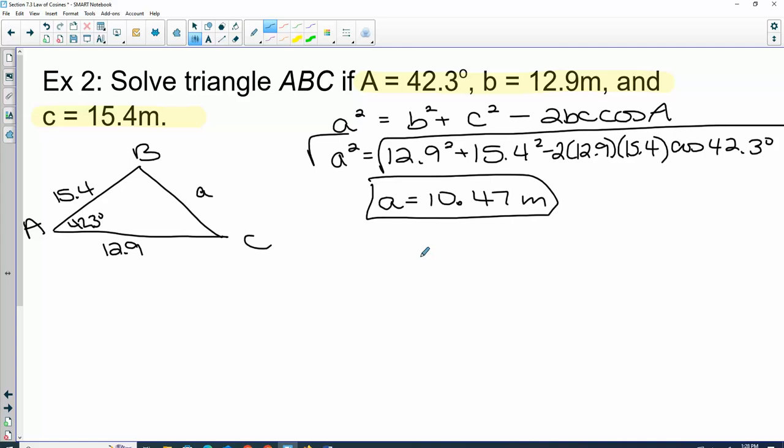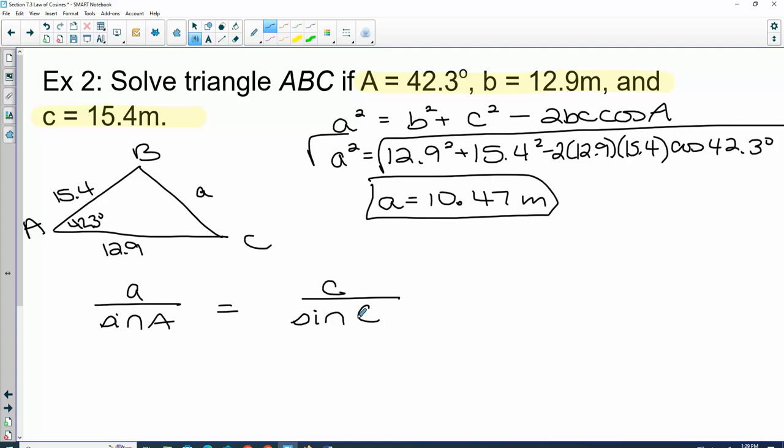So now, solving the triangle means find all the missing pieces. I need to find angles B and C. If we want to do that, we're going to have to use law of sines. And we now have both side A and angle A. We could find either B or C, but I think it would actually be easiest to find angle C because we don't want to have to worry about the case where we have 2 triangles.